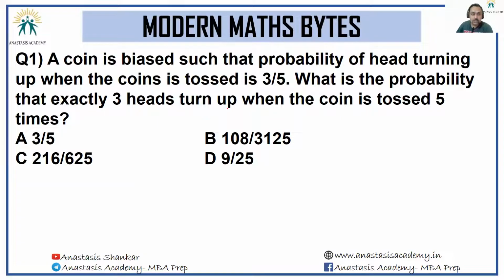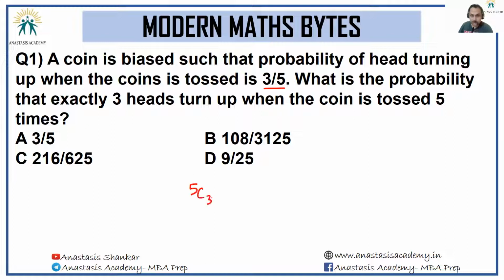Let's look at the solutions of modern math bites. A coin is biased such that the probability of heads turning up when the coin is tossed is 3 by 5. What is the probability that exactly 3 heads turn up when the coin is tossed 5 times?